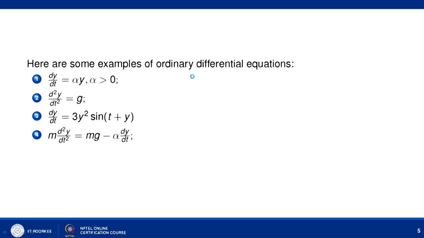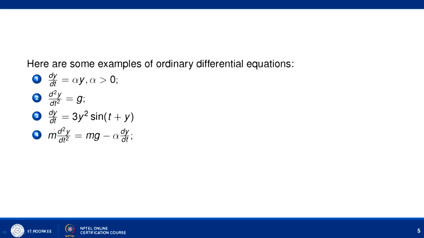For example, in the first equation, the order of the highest order derivative is 1. Here we have only one derivative, dy by dt equal to alpha y, and the order is 1. So, equation 1 is a differential equation of order 1. If you look at the second equation, d2y by dt square equal to g, here we have only one derivative and that is of highest order. So, the order of differential equation 2 is 2.